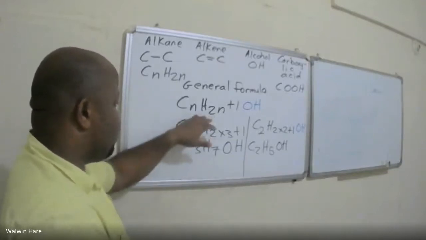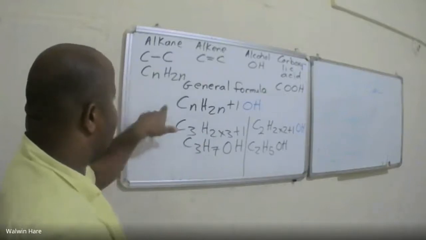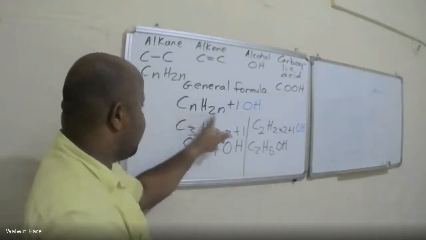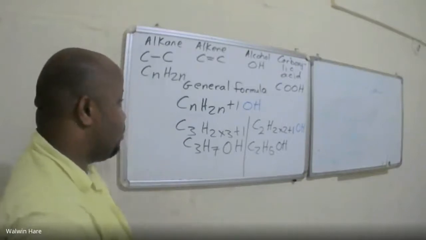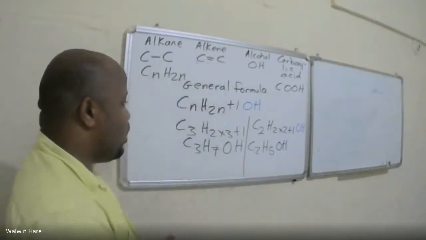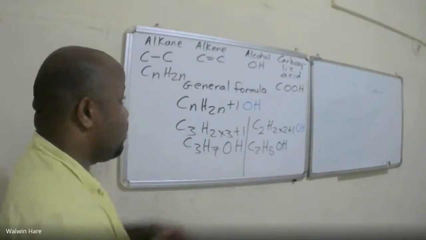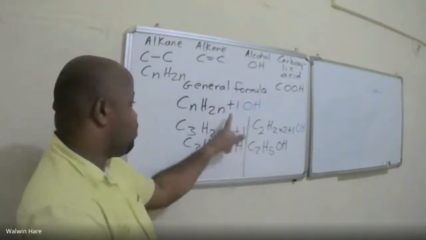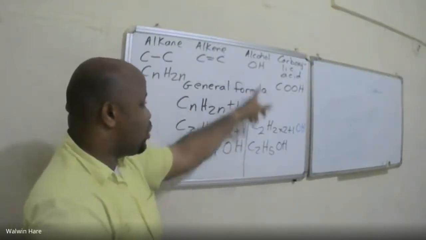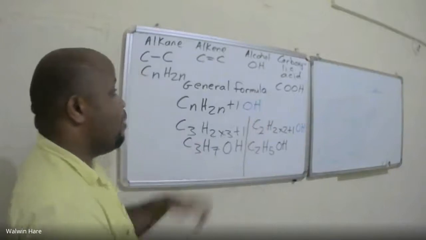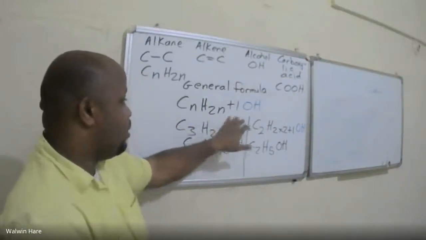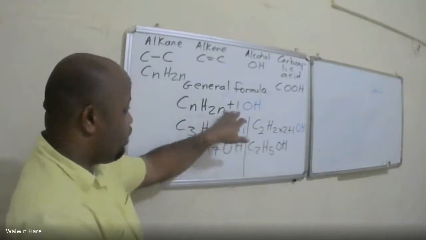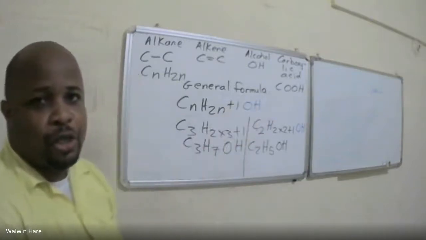And it's not difficult to remember. Just remember, all of them start with CnH2n. For the alkane, you will add 2. For the alkene, you will not add anything. For the alcohol, it's just plus 1 and the functional group. And for the carboxylic acid, it will be just like the alcohol. CnH2n+1 and the functional group.